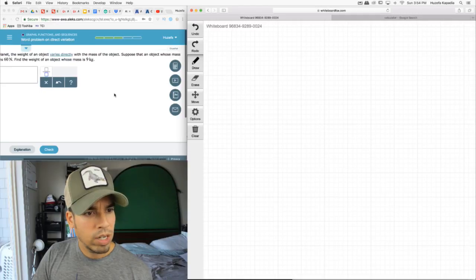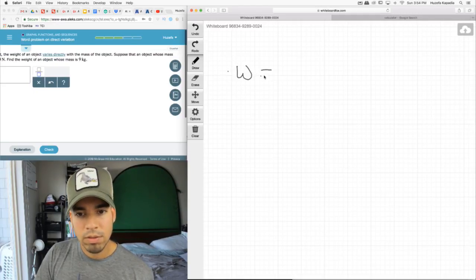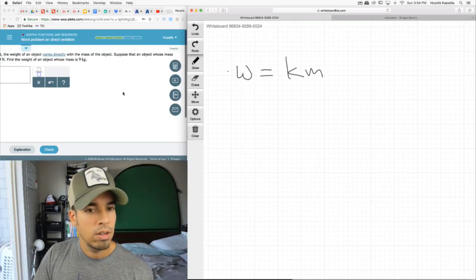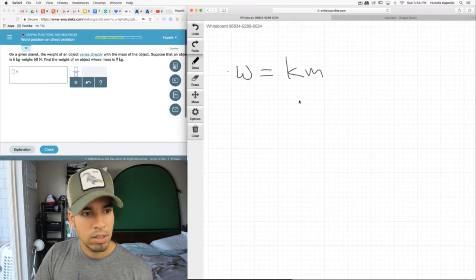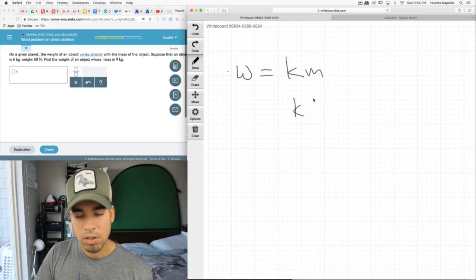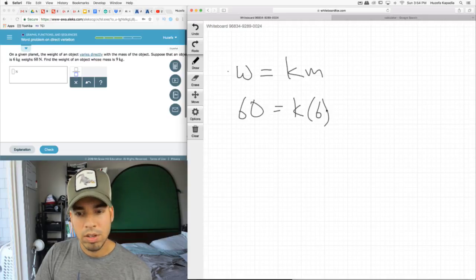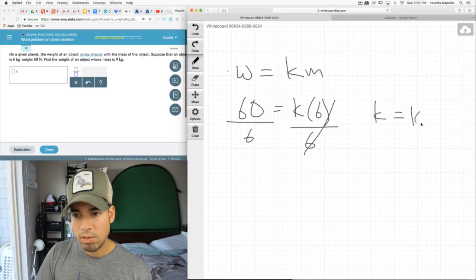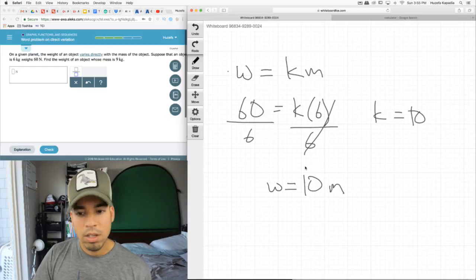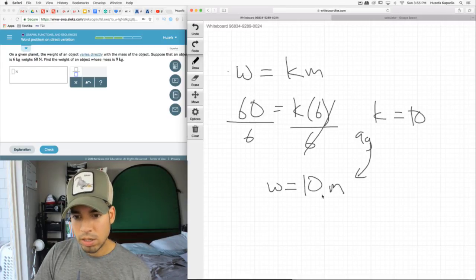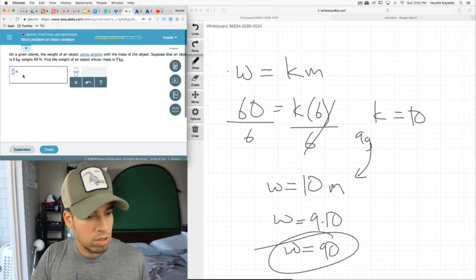Last but not least, on a given planet, the weight of an object varies directly with the mass. An object whose mass is 6 kilograms weighs 60 newtons. So let's first find that k value. k equals 10, right? Therefore, weight equals 10 times mass. Now we have a mass of 9 grams. So let's plug it in here. 9 times 10 equals the weight. The weight is therefore 90 newtons.